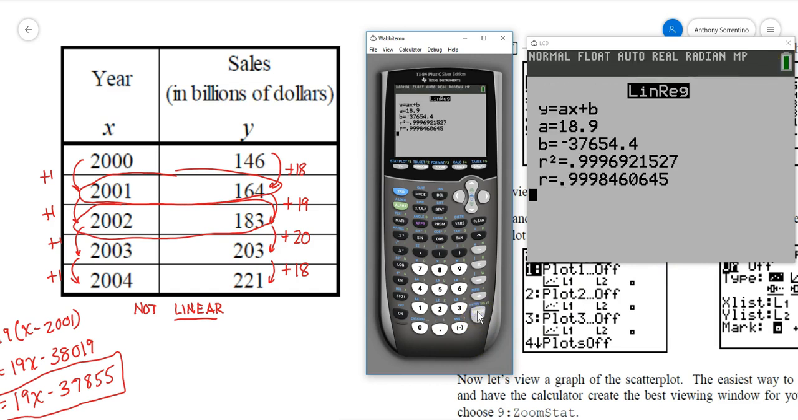And I can calculate it. What it does is two things. One, it gives me the equation of the linear regression. So the equation for the line of best fit is y equals a, which is 18.9, times x plus b, which is negative 37654.4. So I'm going to write that as the linear regression equation here.